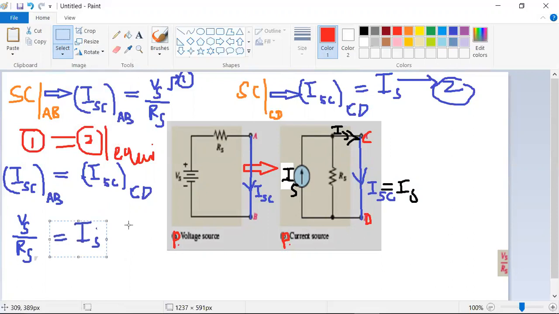so this is the final solution for the conversion of a practical voltage source to a practical current source, or an ideal non-ideal voltage source to a non-ideal current source. So finally we got the formula Is is equal to, what formula are we getting, Is is equal to Vs by Rs. Let me write that formula clearly.